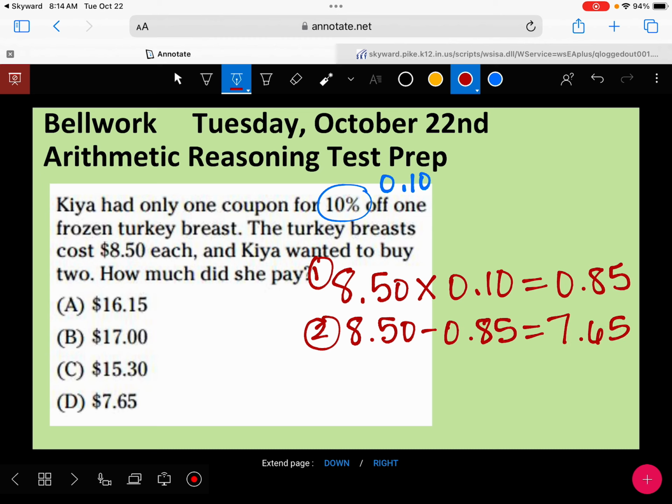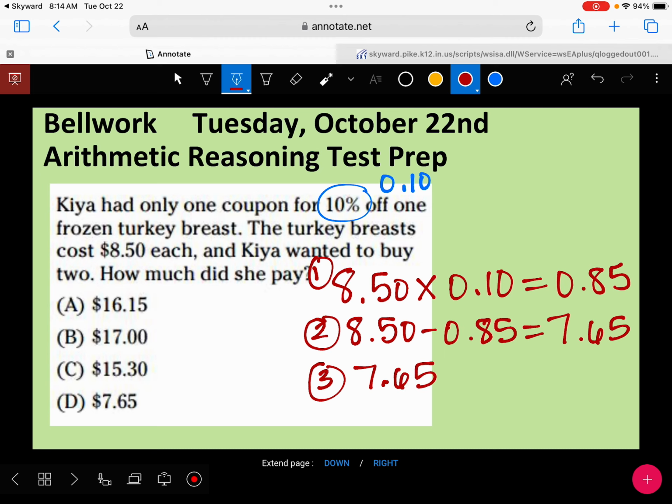Okay. So then your last step would be to add that, because she said she was buying two. If she was going to buy one, that would be what she would pay. But she wants to buy two. So the coupon is going to take 10% off one. And then she would have to add the cost of the second one. So in your calculator, go ahead and add $7.65 plus $8.50 and choose A, B, C, or D.